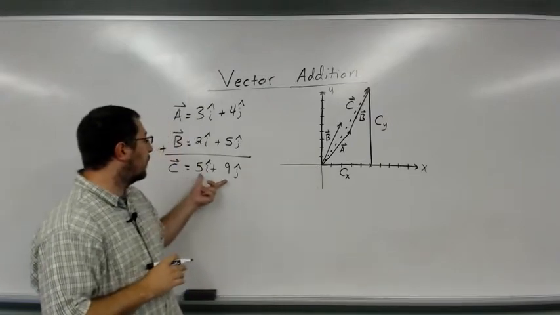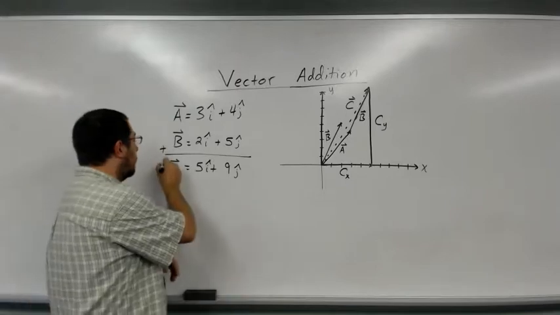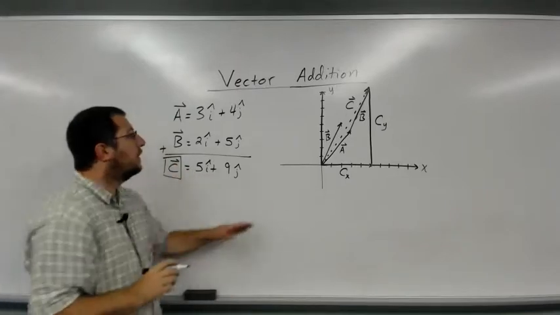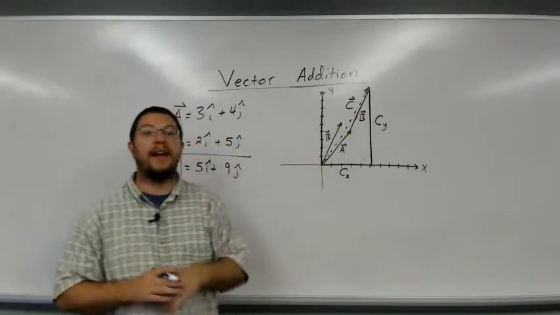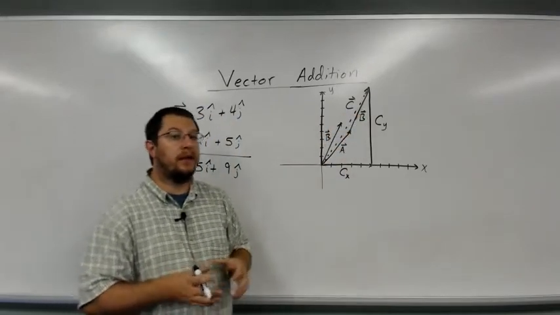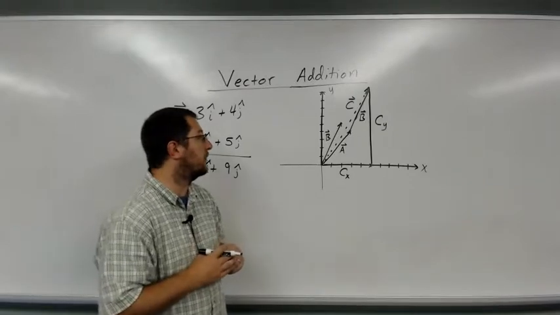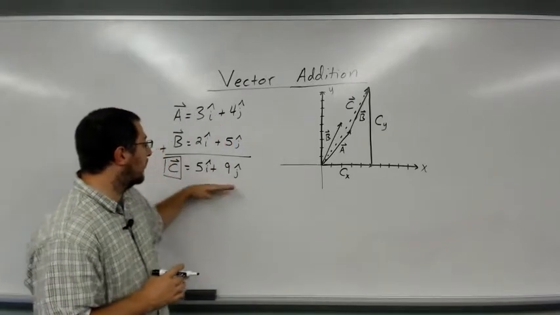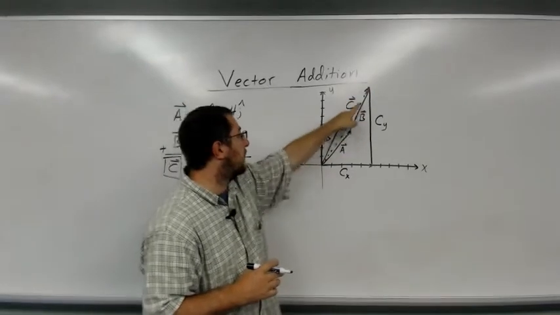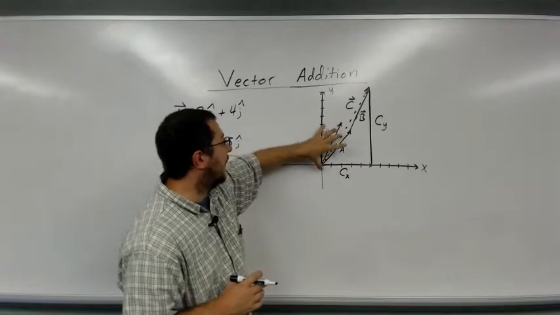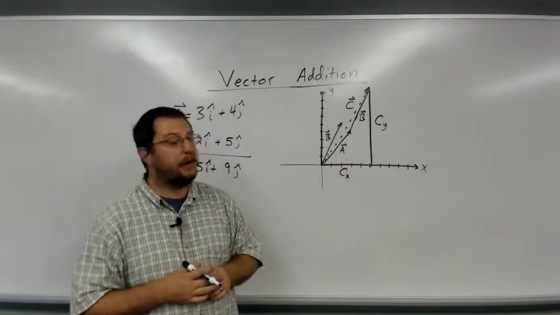If I draw my resultant, and by the way, this is called the resultant. This new vector is called the resultant. If I add two vectors together, then the new vector that I obtain is called the resultant. So if I just look at the components of the resultant and find the vector, or if I graphically add my two original vectors, I arrive at the same spot.